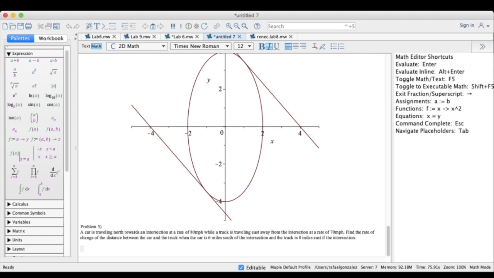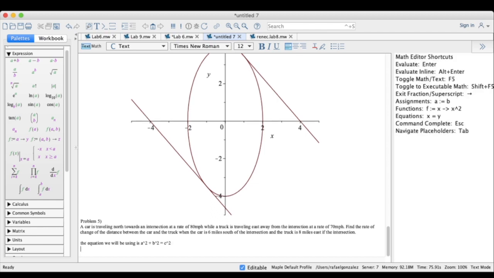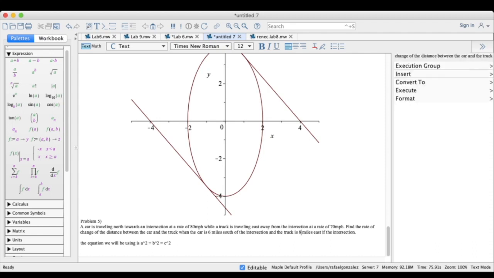Now, we will be using the equation of the Pythagorean theorem. So let me write it. The equation we will be using is a squared plus b squared equals c squared. These problems are not too easy to see, but this corresponds to a 6, 8, and 10 triangle.